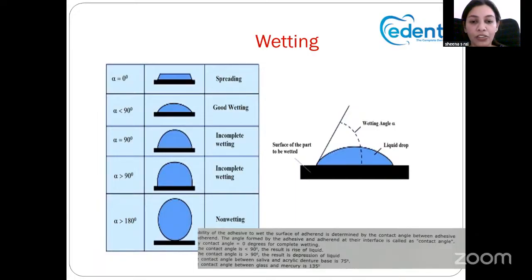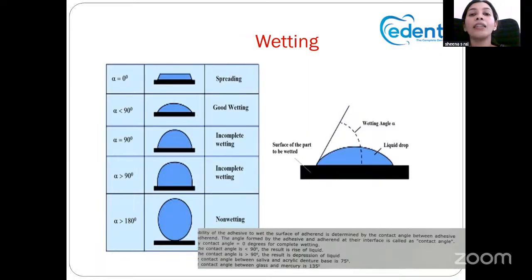I've added in a very small box, taken from this text. See, now what is the contact angle? Contact angle is the angle formed by the adhesive and the adherend. If the contact angle is 0, as I told, complete wetting takes place. If the contact angle is less than 90°, that means it results in the rise of the fluid. There will be an increase in the rise of the fluid taking place. If the contact angle is more than 90°, there is depression of the liquid taking place.